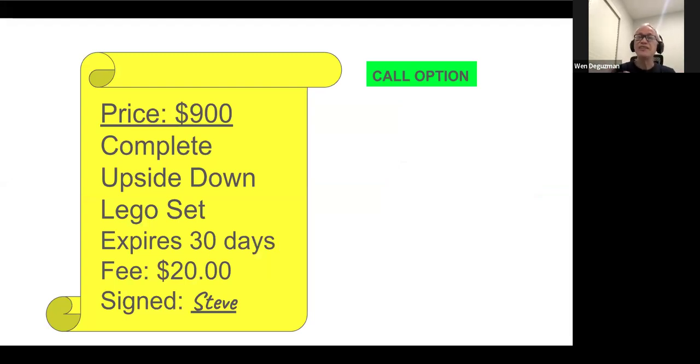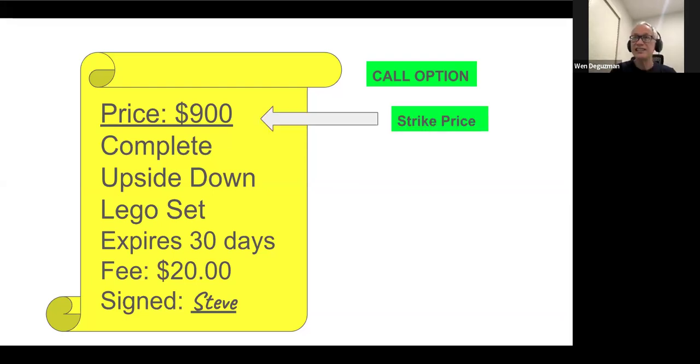In a call option, whoever holds that receipt, let's say you hold that receipt, has the right but not the obligation to buy that complete upside down Lego set for $900. But there's an expiry date, because Steve cannot just reserve it for you for an indefinite period of time. That doesn't make sense. And then you pay that $20.